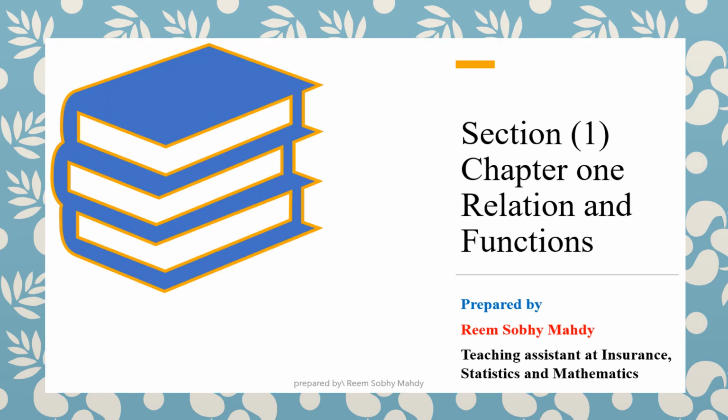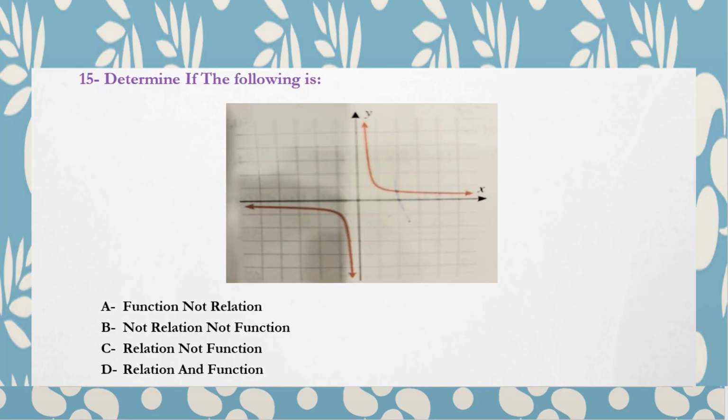This is part 2 from our first section on chapter 1 titled Relations and Functions. Example 15, determine if the following graph is a function or not. In this example, we see here the fourth form of the relation.